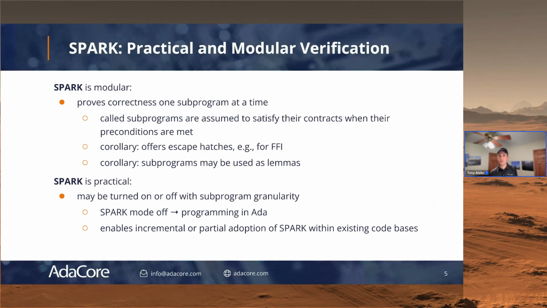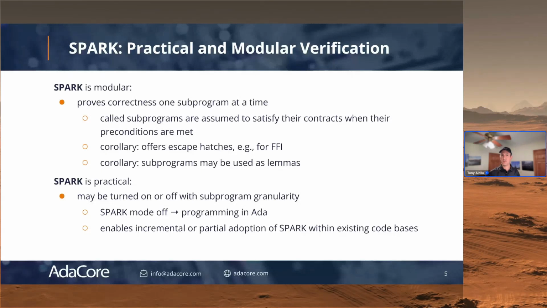Now, there's a nice corollary to this. The corollary is that we have an escape hatch, if you will. We don't have to have Spark absolutely everywhere in our program. We can do foreign function interfacing. We could, for example, call out to C code. We could call out to Rust code. We could even call out to Ada code. And we could still say what we want to be true at the conclusion to that call.